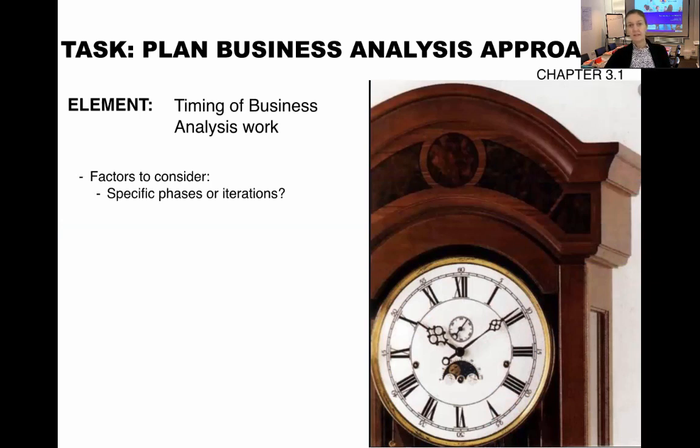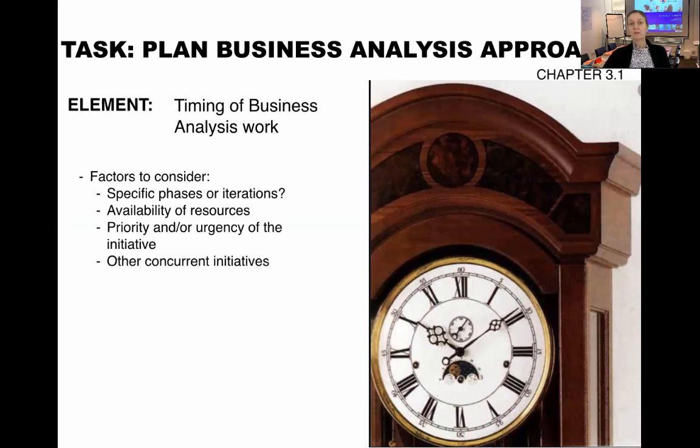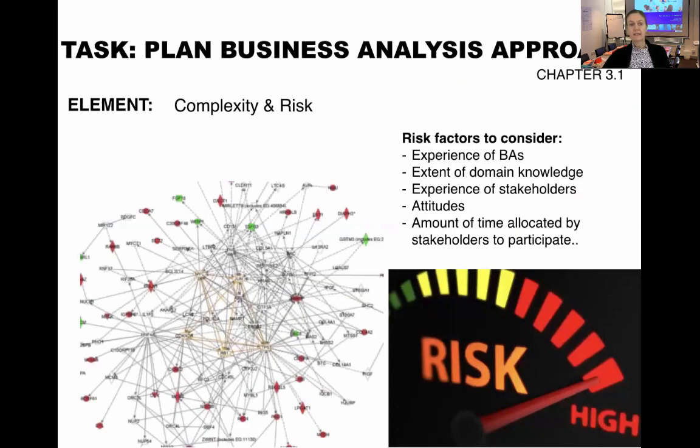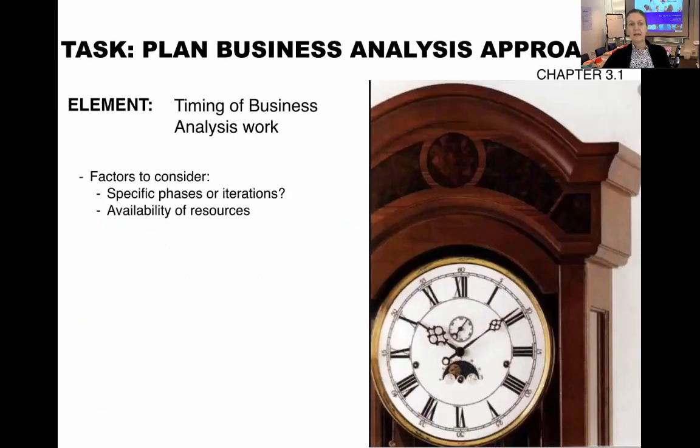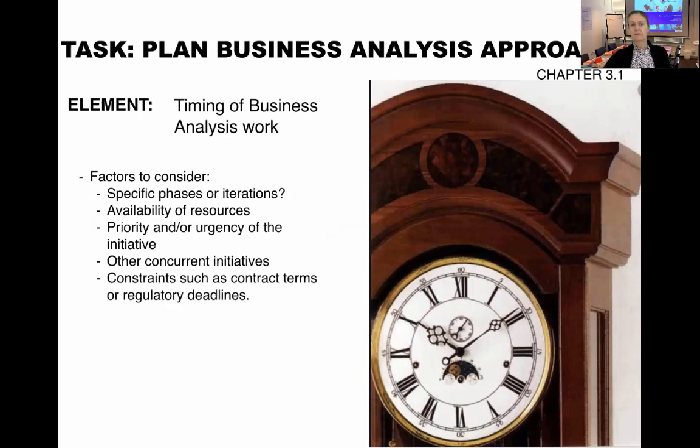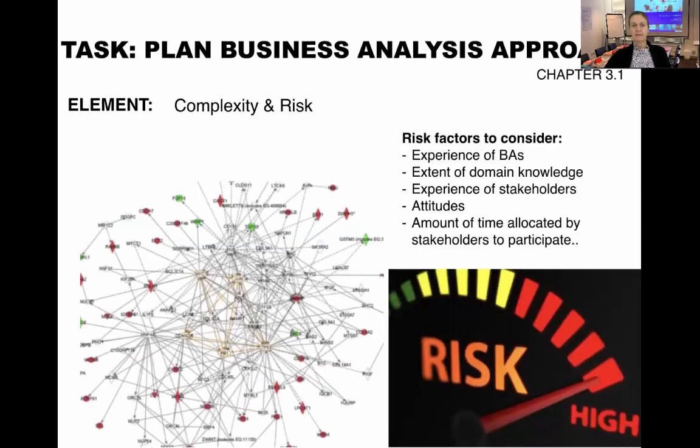So specific phases or iterations, that often is one of the main drivers for our deadlines. How available are resources? Priority or urgency of a particular initiative or a subset of requirements. Any other concurrent initiatives that may be hindering us or expediting the work requirements. Other constraints such as contract terms or regulatory deadlines. So those are the items that you need to think about in terms of the timing aspect.